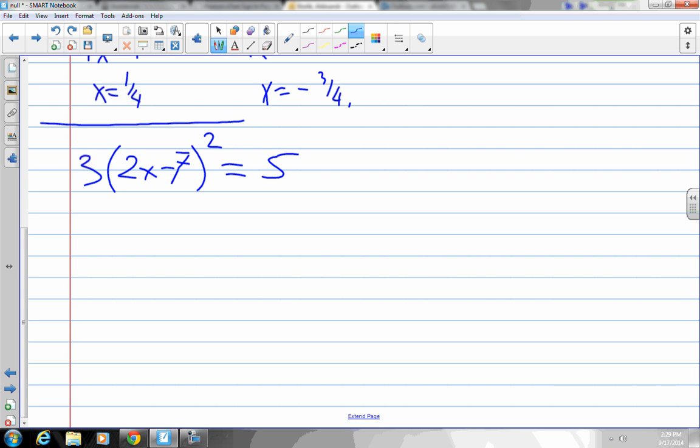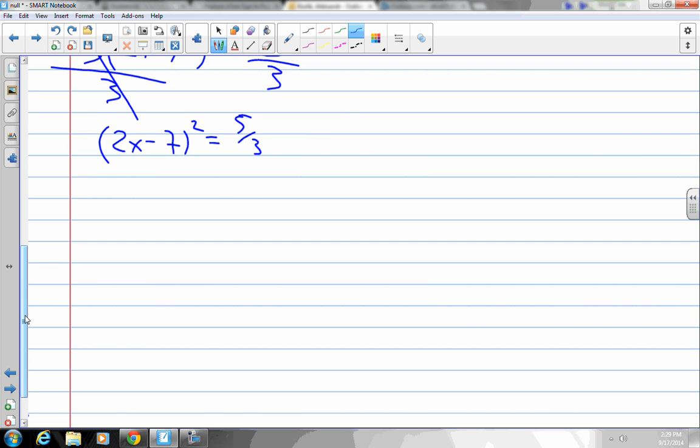What do you want to do first? Yeah, divide by 3, because you don't like that 3. You want your square to be isolated. So it's (2x minus 7) squared equals 5/3.